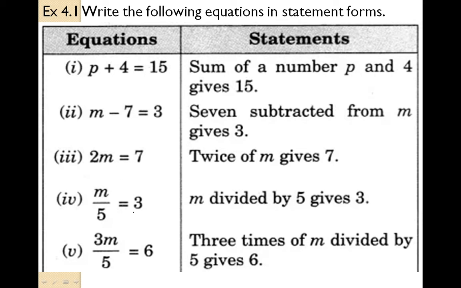m upon 5 is equal to 3. So m divided by 5 is equal to 3. And 3m upon 5 is equal to 6. So 3 times m divided by 5 is equal to 6.